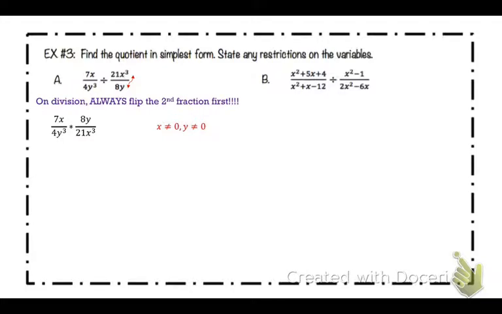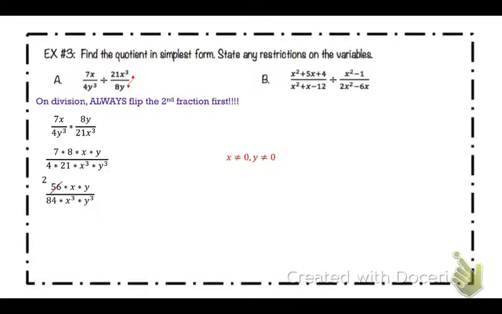Okay. Now, I'm just going to go through and rewrite this. So 7 times 8 times x times y, and then 4 times 21 times x cubed times y cubed. 7 times 8 is 56. 4 times 21 is 84. And then we have x and x cubed, y and y cubed, those stay the same. So 28 goes into 56 twice. 28 goes into 84 3 times. So that reduces to 2 and 3.